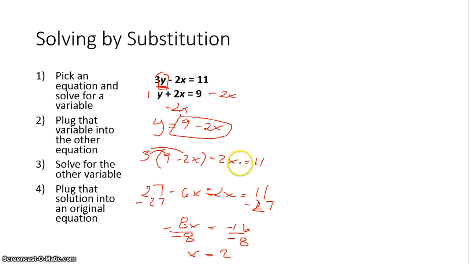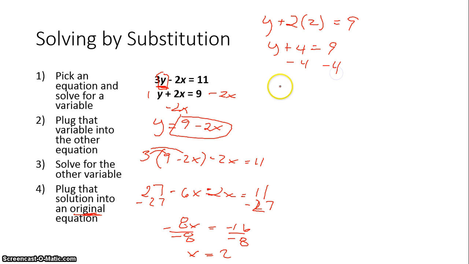So I solved for what x equals. Now let me plug it back into one of my original equations. It has to be the original equation. This one looks easier to plug it into. I get y plus 2 times 2 equals 9. y plus 4 equals 9. Subtract 4 from both sides, and y equals 5. I take my two terms now, and I have to check these to make sure I did my math right, and plug them into both equations.